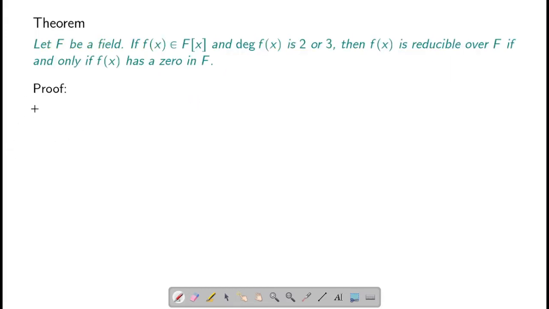Now we will prove one important result when it comes to polynomials of degree 2 or 3. We will show that a polynomial over a field F of degree 2 or 3 is reducible if and only if it has a 0 in F. So first let us assume the direct statement. So suppose f(x) is reducible.